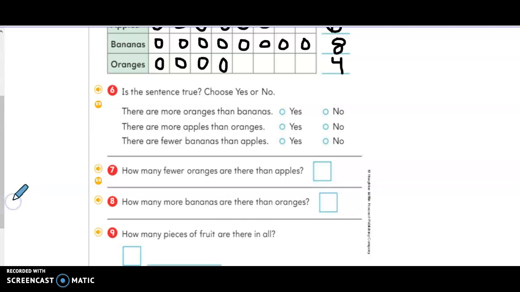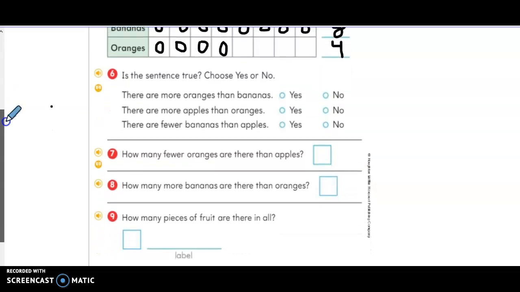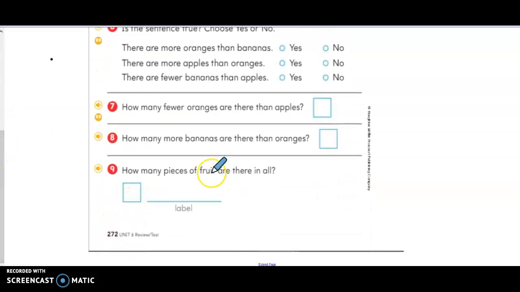Okay, so for number 7 and for number 8, you have to do some comparing. So it says how many fewer oranges are there than apples. So for number 7, you don't really care about the bananas. You just want to look at the oranges and the apples. And you're going to have to do same, same, same, and different. And then for number 8, it says how many more bananas are there than oranges. So this time you don't care about the apples. And you're going to need to compare. And for number 9, it says how many pieces of fruit are there in all. So you're going to take 6 plus 8 plus 4 to find your answer. And your label is going to be pieces of fruit.